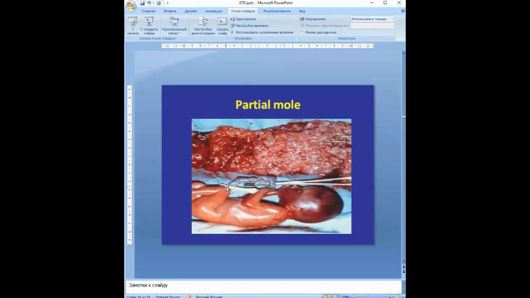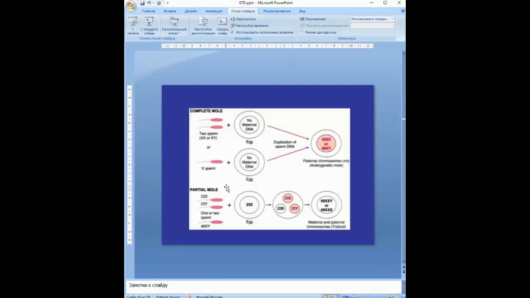In this picture, you see the presentation of partial mole, together the placental tumor and the fetus, grape-like structures and the fetus. In this picture, you see the genetic presentation of both complete and partial mole. I am answering your question, Ashwini. You see it in the picture. Do you understand, Ashwini? XXY, XXX only.